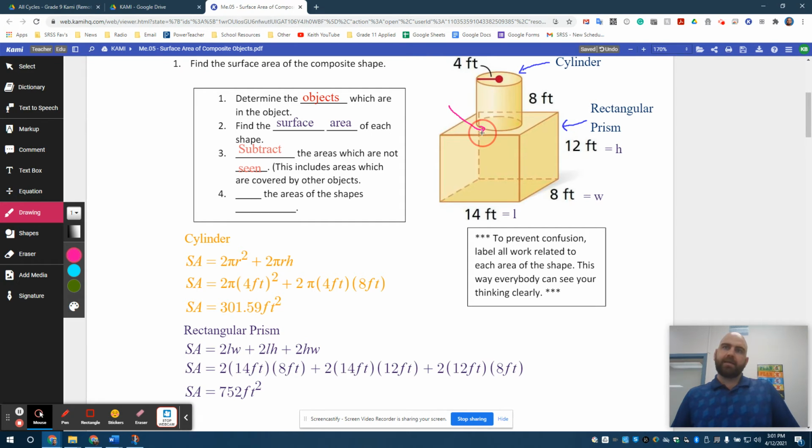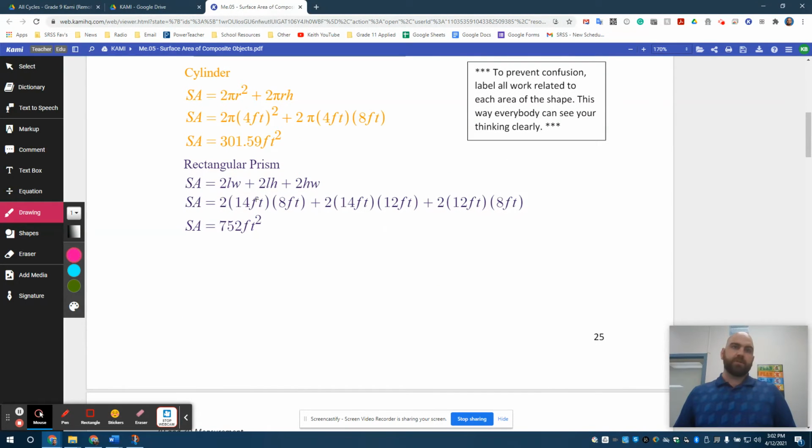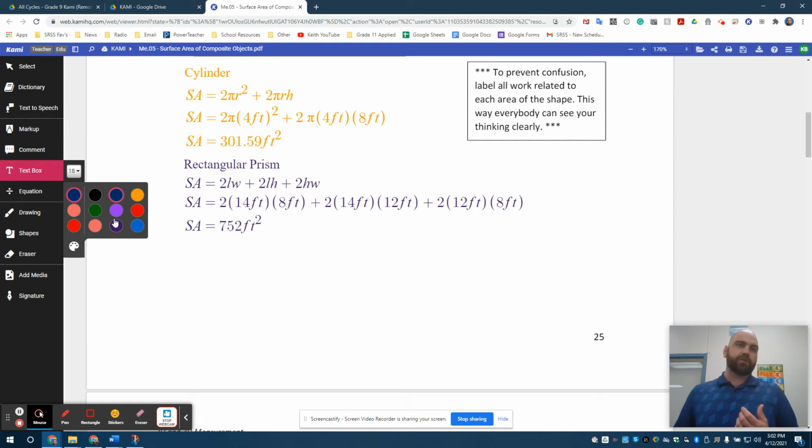Right inside there, the bottom of the cylinder and that piece on top of the rectangular prism are not seen. They are glued together, so they are not considered surface area. Therefore, we need to subtract those 2 sections off. To do that, we first have to figure out the area of one of those circles.